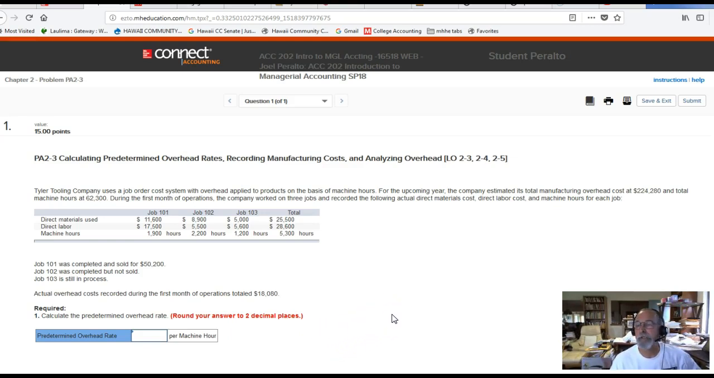material costs, direct labor costs, and machine hours for each job. And if we take a look at this schedule here, we can see that for job 101, 102, 103, the total direct materials used are the amounts shown, and the total for the 3. The total direct labor incurred for each of the 3 jobs are the amounts shown, and a total. And then total machine hours used for each of the 3 jobs are shown, again with a total.